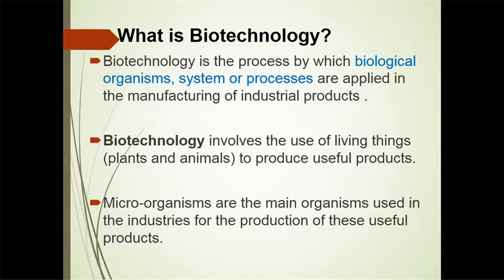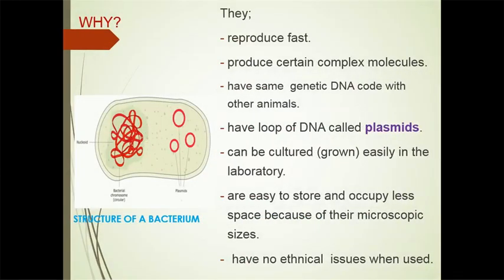Now, why are these microorganisms used? That is because 1. They reproduce fast. 2. They produce certain complex molecules. 3. They have the same genetic DNA code as other animals. 4. They have a loop of DNA called a plasmid. Plasmids are very important in the production of certain insulin and proteins.